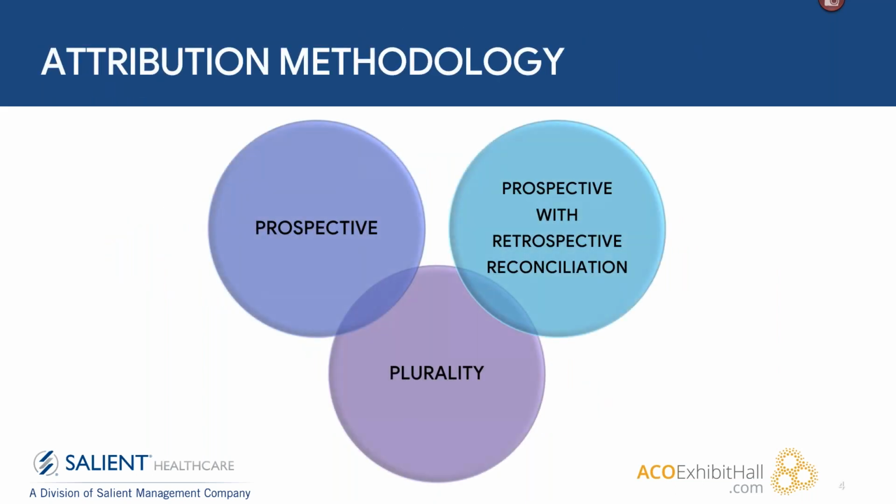You know, that idea about not being able to manage what you can't see is really important. And as we discuss attribution methodology, it's important to look at the different types of attribution methodologies that are available, because these are the tools for your success. Now, there are actually two different attribution methodologies that ACOs can select from as you go through each year. First, there's prospective, and then there's prospective with retrospective reconciliation.